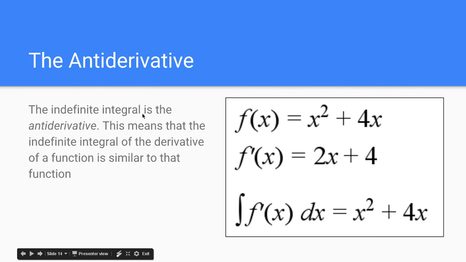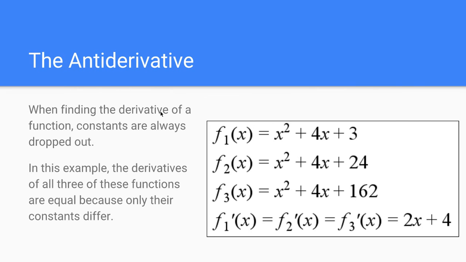So the indefinite integral is the antiderivative. This means that the indefinite integral of the derivative of the function is similar to that function. So I had x squared plus 4x, then I found the derivative of it, and I got 2x plus 4. But when I found the indefinite integral of 2x plus 4, I got x squared plus 4x. So I got the same function back. If I find the indefinite integral of the derivative, I get the original function.